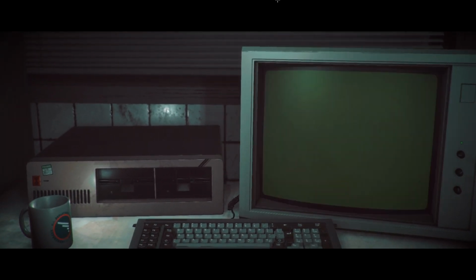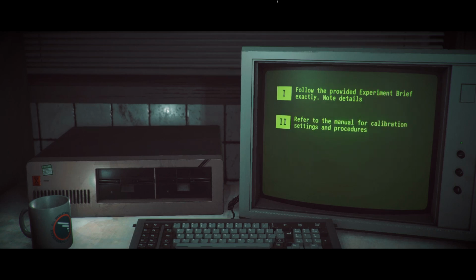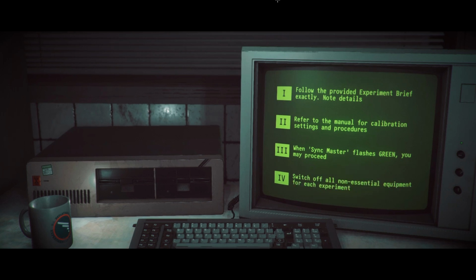Mr. Asian, instructions for each stage will come through to your terminal, and we need you to follow them exactly. Now, some of this may be unfamiliar, so always reference the manual on your terminal for guides on calibration and procedure. Once you've calibrated equipment to match our brief, the green light will flash, allowing you to trigger the experiment. One last thing. Ensure that any equipment non-essential to the current experiment is switched off. You cannot proceed until your calibration matches ours. When you're ready, let's bring this back.